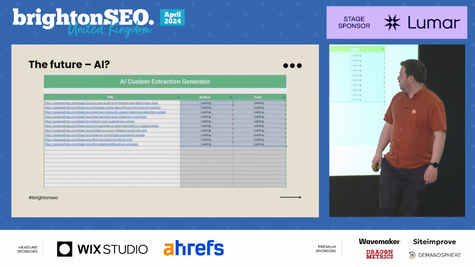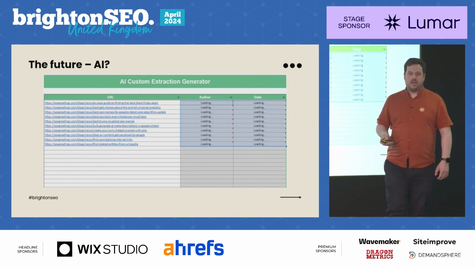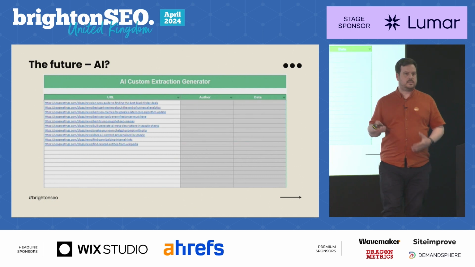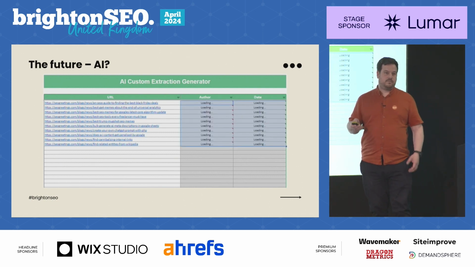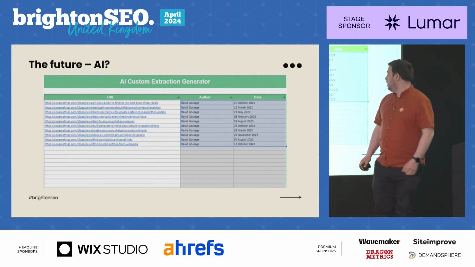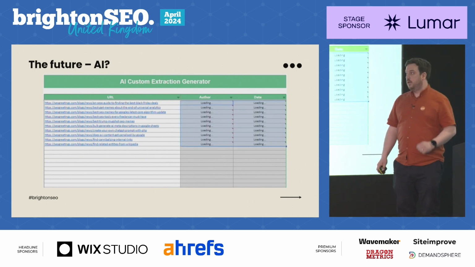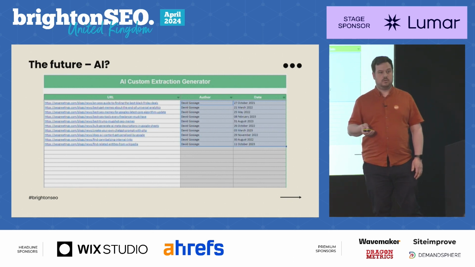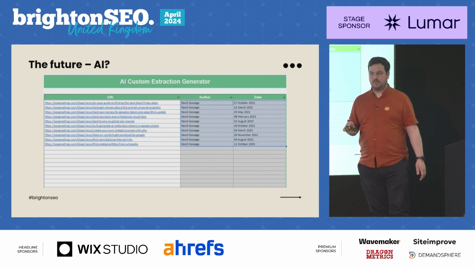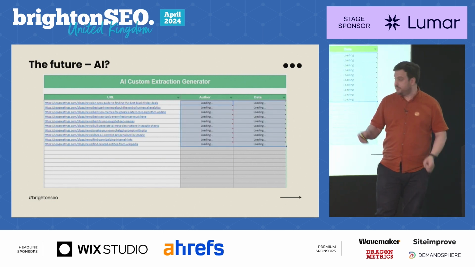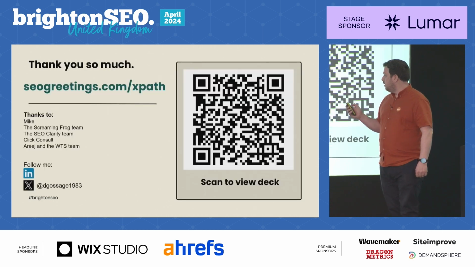What I've got here, it's a little bit blurred, but I integrated AI into a Google Sheet, gave it a list of articles, and said, for each of these articles, tell me who wrote it and when it was published. No HTML needed, and it's done a pretty good job. It's only a prototype example, but this could be where things are going to go.